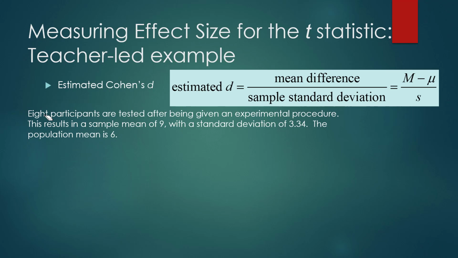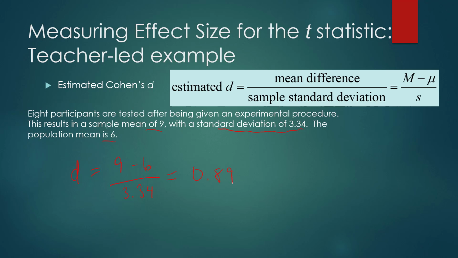Here I've just changed it a little bit, and I added in, because we had calculated earlier that our standard deviation was 3.34. So we just need to plug these items into our formula up here. So for our Cohen's d, our estimated d, we're going to use the sample mean of 9 minus the population mean of 6 over our standard deviation, which is 3.34. And that should give us a value of 0.89.